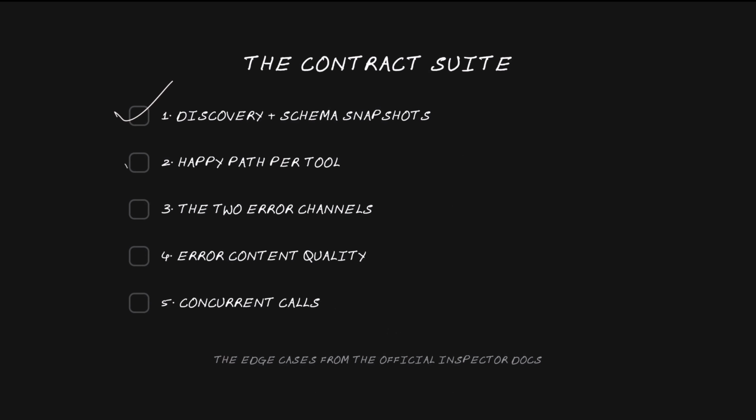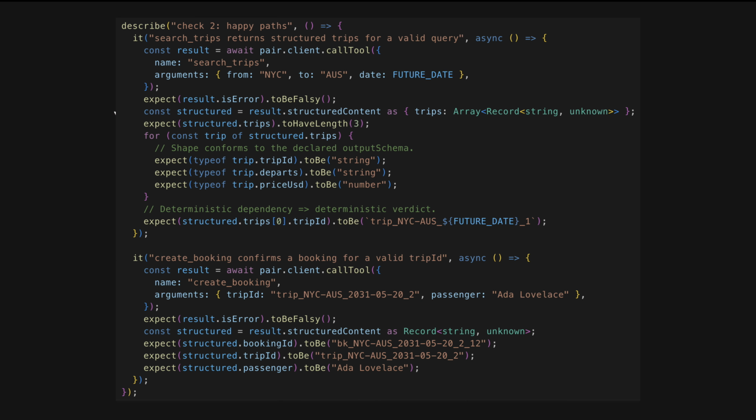Now let's look into check 2, the happy path. Here you will call each tool with valid arguments and assert on the results. And if your tool declares an output schema, validate the structured content against it.